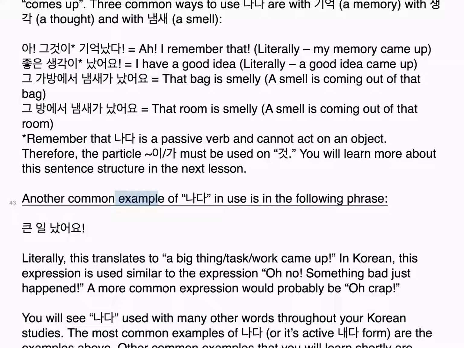Another common example of 나다 in use is in the following phrase. 큰일 났어요. Literally, this translates to a big thing, task, or work came up. In Korean, this expression is used similar to the expression oh no, something bad just happened. A more common expression would probably be oh crap. You'll see 나다 used with many other words throughout your Korean studies.